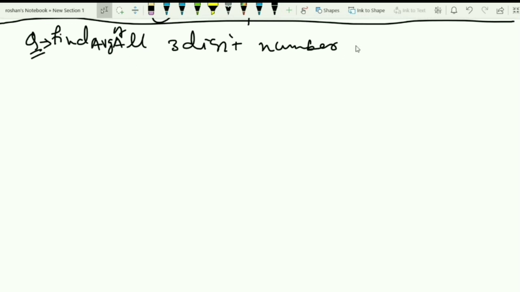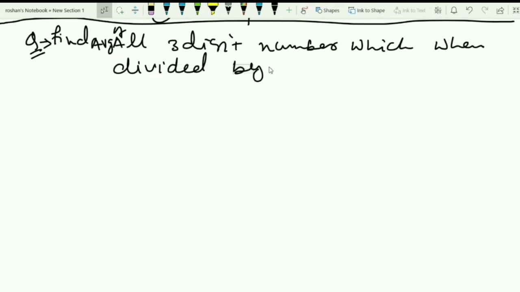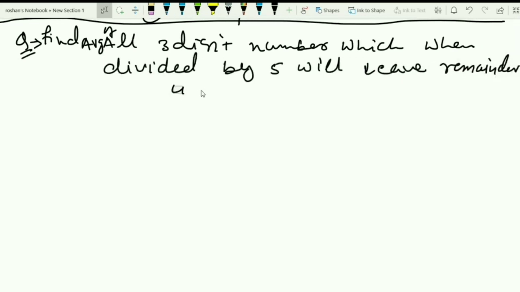Find the average of all 3-digit numbers which, when divided by 5, leave remainder 4 in each case.